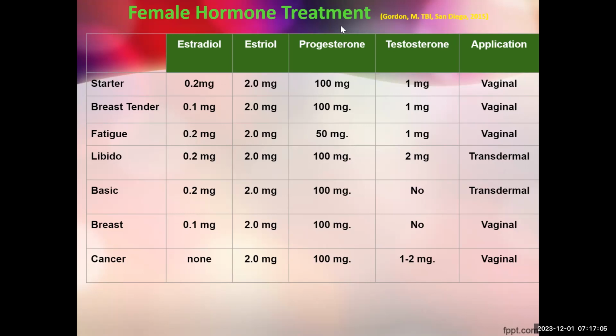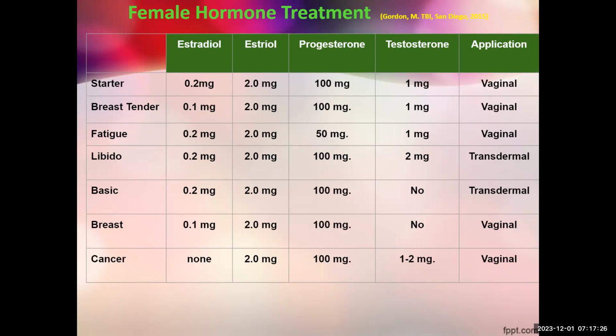For fatigue, what they're showing you here is that they're lowering the progesterone. Libido, again, I would use 2.5 and higher doses of testosterone. Cancer, I wouldn't put the estriol in either. I just leave it out. So, okay. Yes, here's a sample.